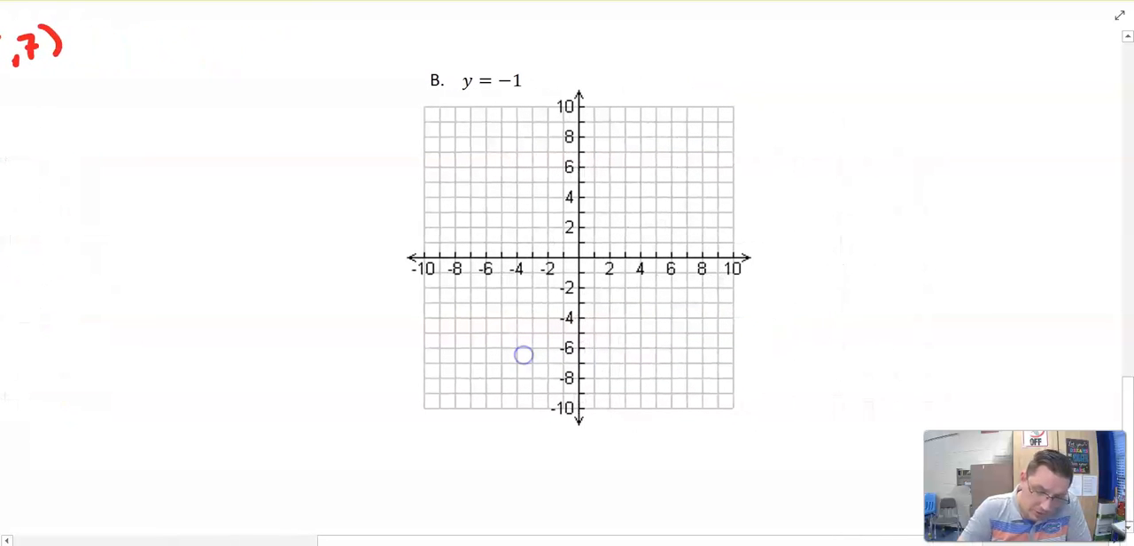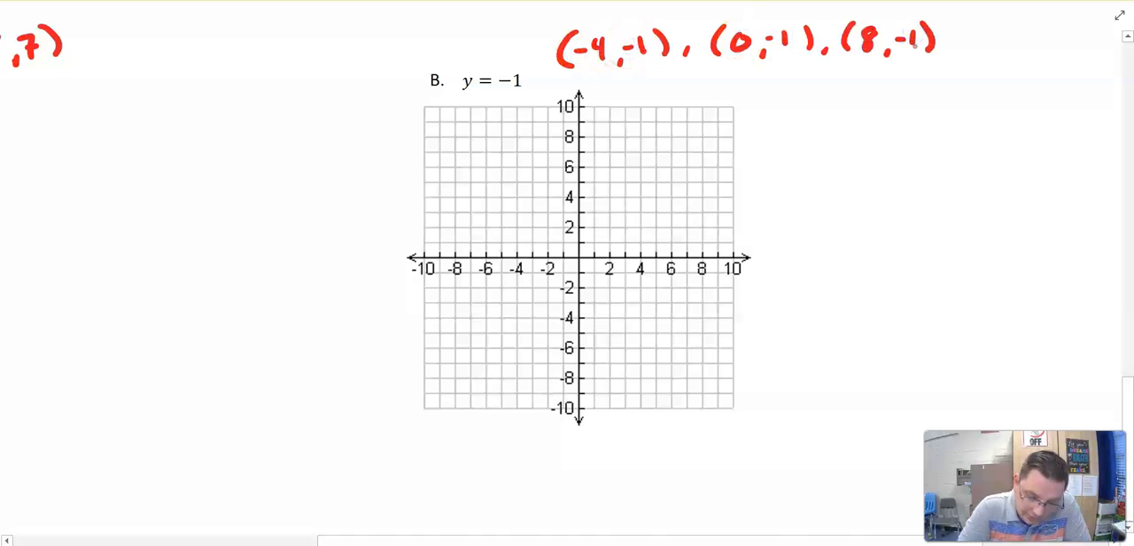When we look at b, y is equal to negative 1. Same thing: let's list some ordered pairs where the y value is negative 1. I could have negative 4, negative 1; 0, negative 1; and 8, negative 1. When we plot those points, we see that those 3 points make a horizontal line. And so we can take our line straight across. And there's our line.